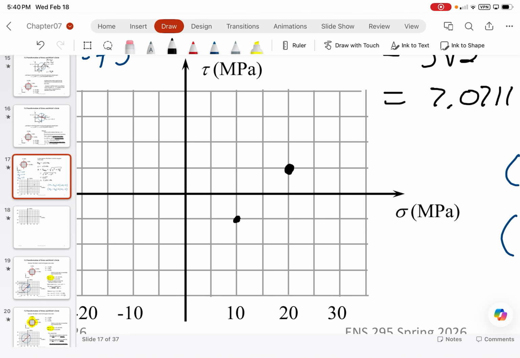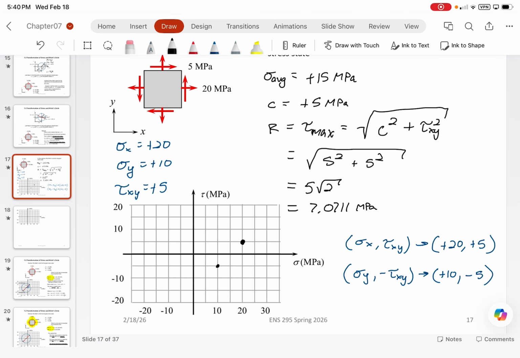All right. From there, we draw a line. And that is what we call our origin of planes. That's the original problem, the original stress state that we are given. So this is the origin of planes.